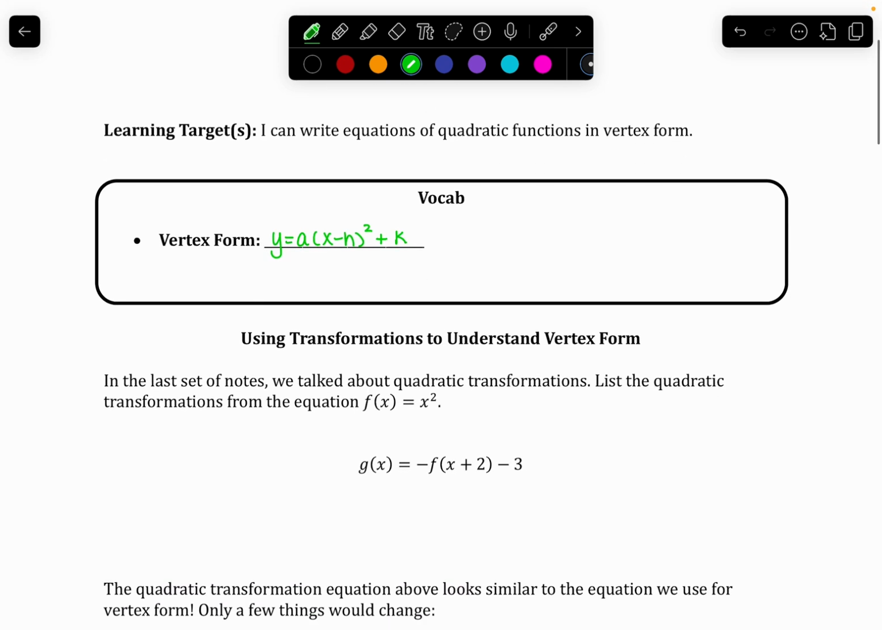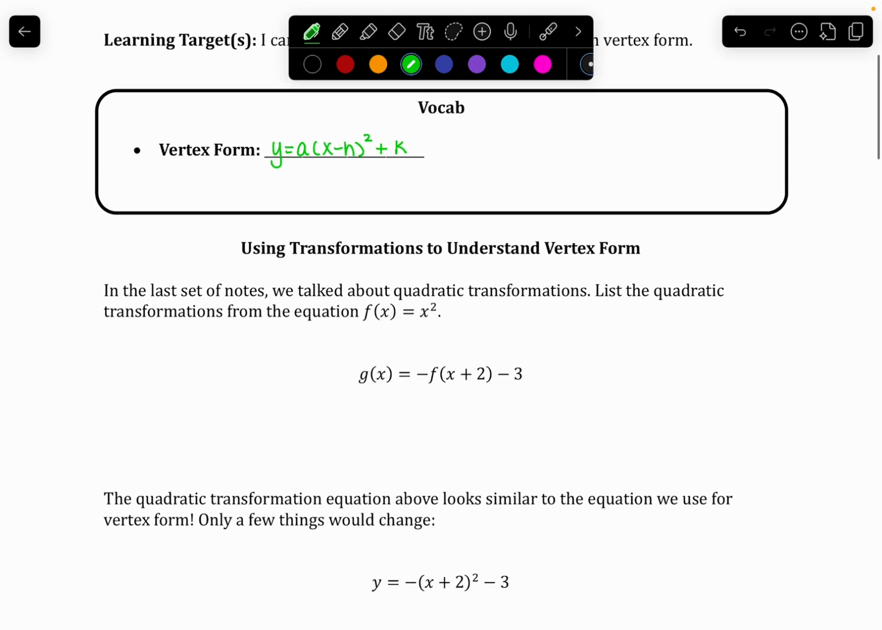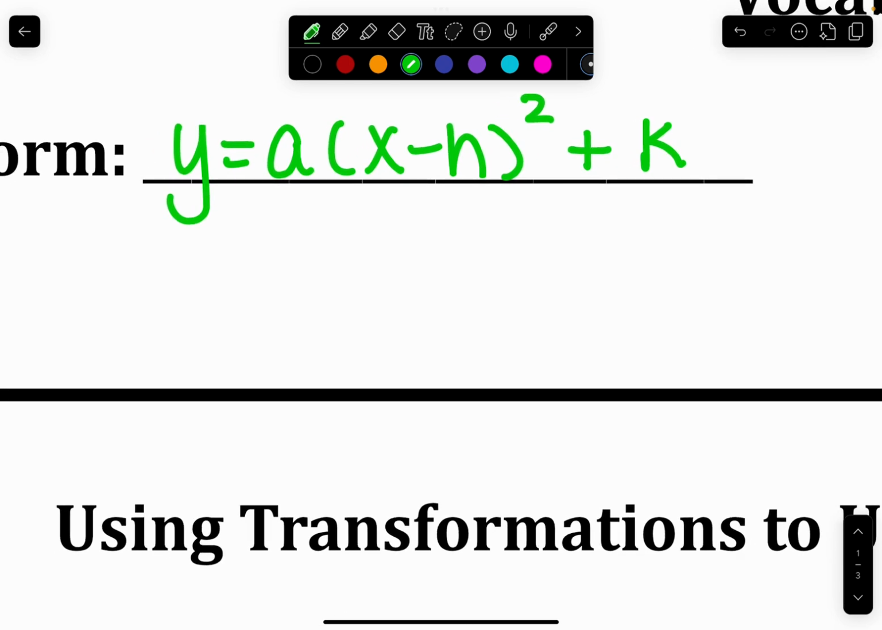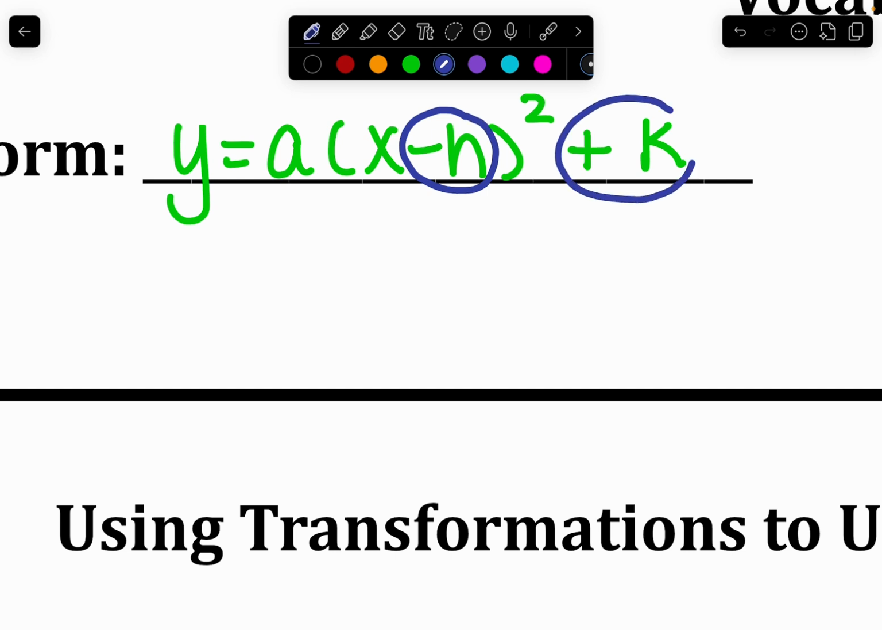Now, the reason it is called vertex form is because this form gives you the vertex of your parabola if it is in this form. Anyways, vertex form comes from this value and this value. And what happens is those two things come down into the ordered pair for your vertex.